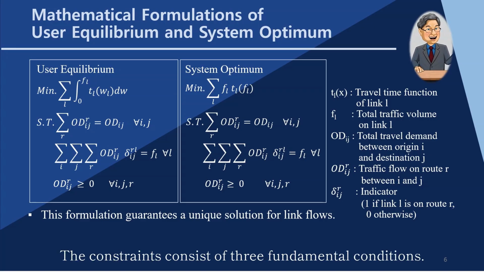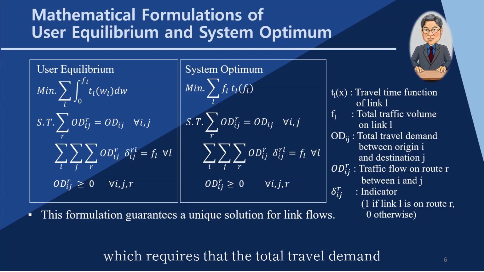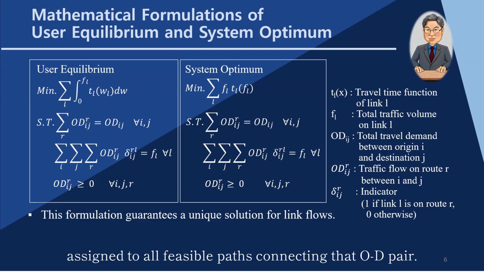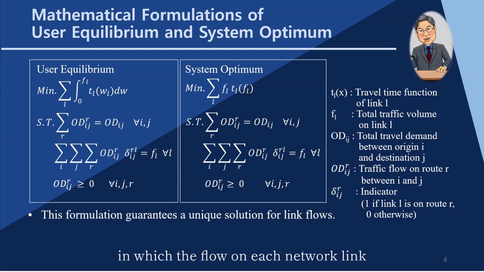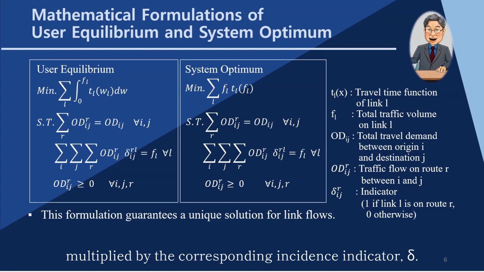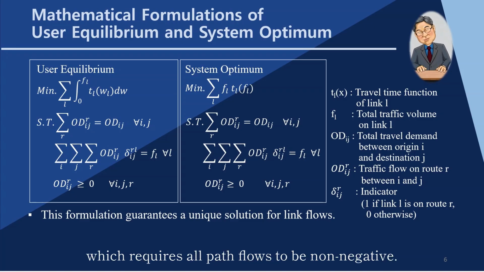The constraints consist of three fundamental conditions. First is the flow conservation constraint, which requires that the total travel demand for each origin-destination pair equals the sum of the flows assigned to all feasible paths connecting that OD pair. Second is the link path incidence relationship, in which the flow on each network link is obtained by summing the path flows multiplied by the corresponding incidence indicator, delta. Third is the non-negativity constraint, which requires all path flows to be non-negative.